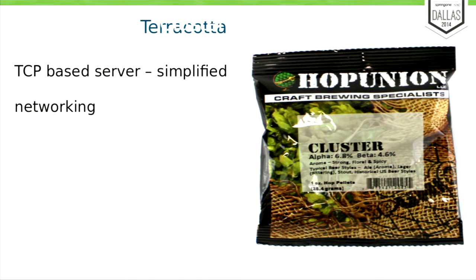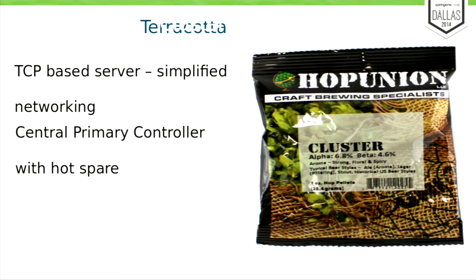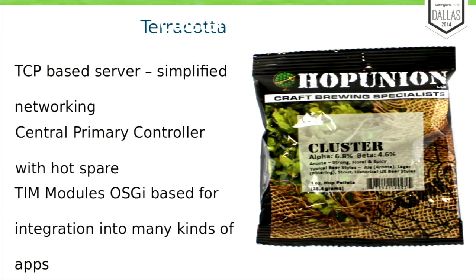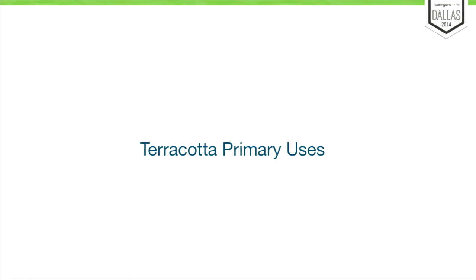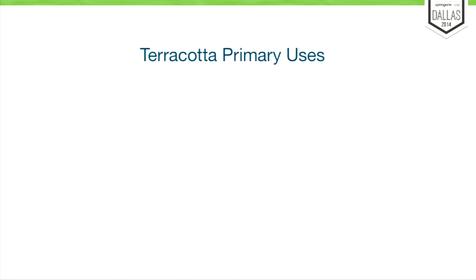So what is Terracotta? How does it work? It's basically a TCP-based server. It's simplified networking. You've got a primary controller with a hot spare, and that controls the brain and shared state of your cluster. They also have other things called TIM modules, which are OSGi based. You can do all kinds of other caching applications, maybe for a factory or something like that. I'm going to focus more on the easy stuff that you would use in a Grails application.